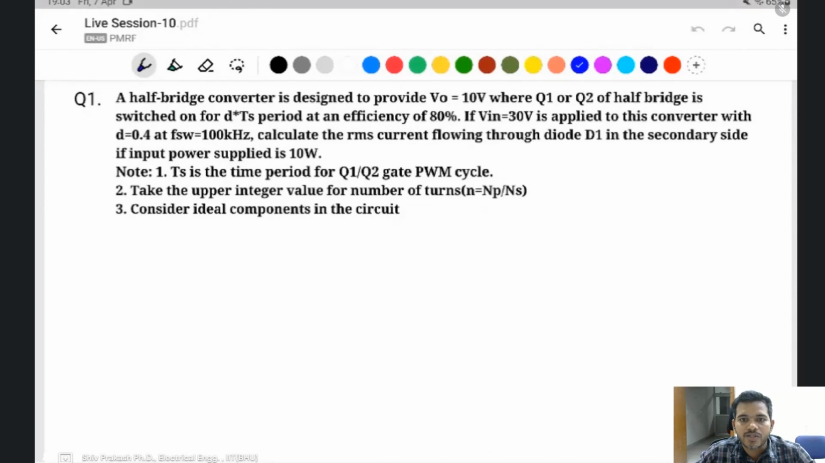It means the secondary side diode, used in the half bridge converter, D1, D2. If the input power supplied is 10 watts. Ts is the time period, it means the switching time period of the Q1, Q2 gate.